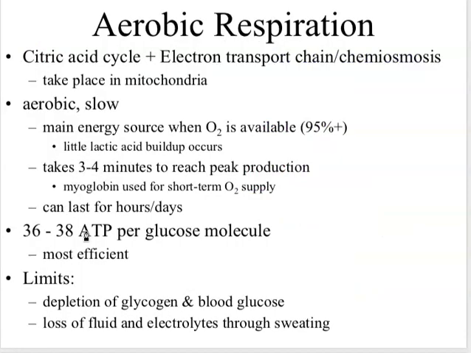The third mechanism for creating ATP is called aerobic respiration. This goes through a bunch of different steps in the mitochondria. It is aerobic, so it uses oxygen, and it is very slow to start. It takes 3 to 4 minutes before it is in full production, but this system can last for hours or even days if it needs to. So you can run aerobic respiration very long term.